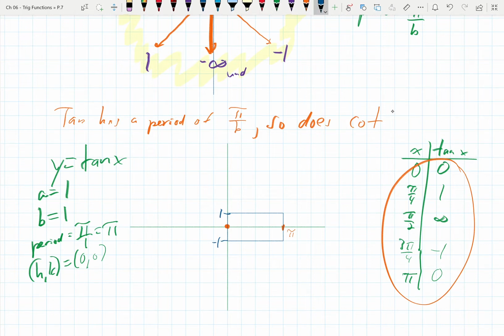We start at 0, 0. That's a point we just graphed. Then we go to pi over 4, 1, which is going to go like this. Then we go to pi over 2, infinity. Draw your vertical asymptote.